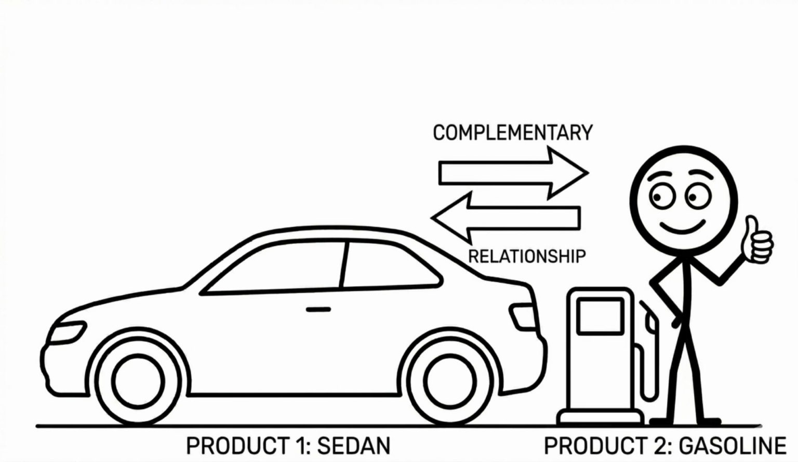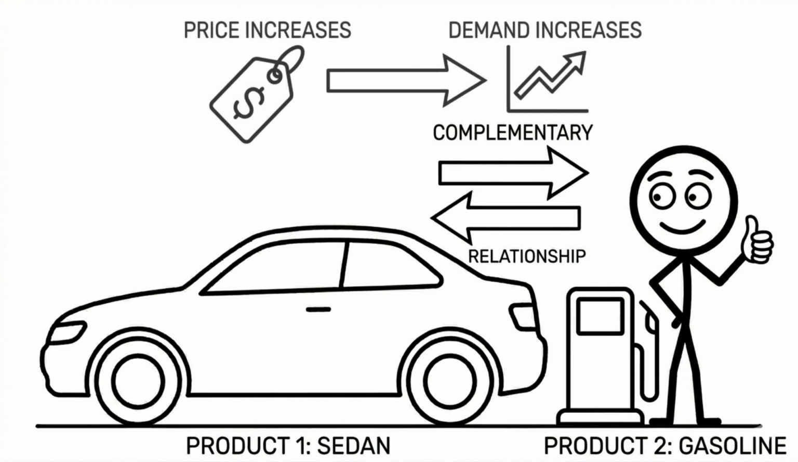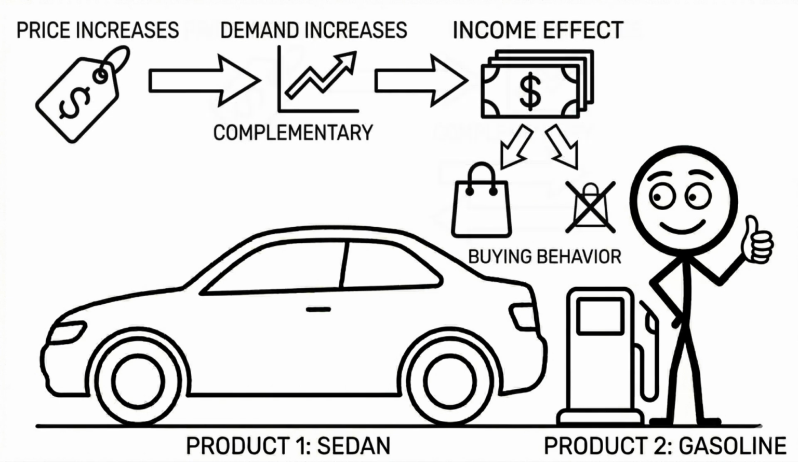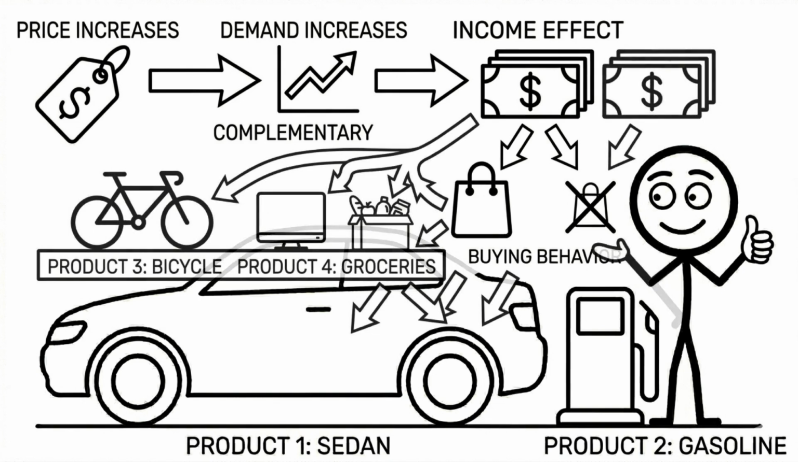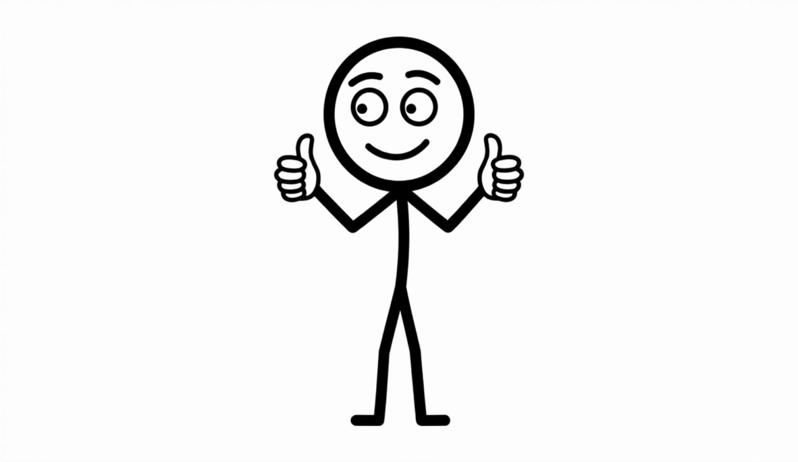To summarize, price elasticity shows how demand reacts to price changes. Income elasticity shows how demand reacts to income changes. And cross-elasticity shows how demand reacts to changes in other products. If you understand elasticity, you understand how demand actually behaves. And that is the foundation of pricing, business strategy, and economics.